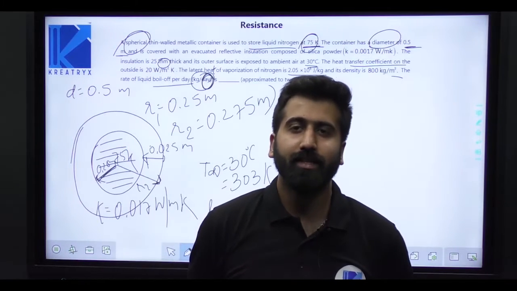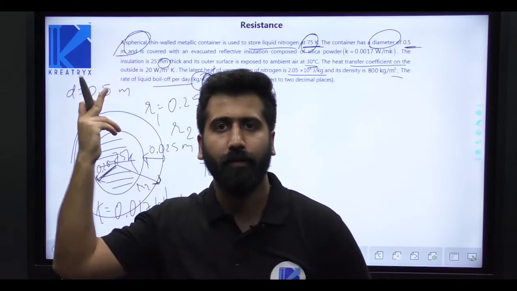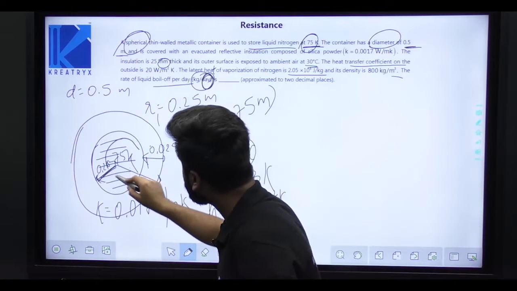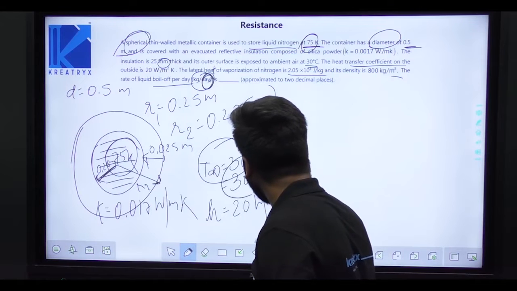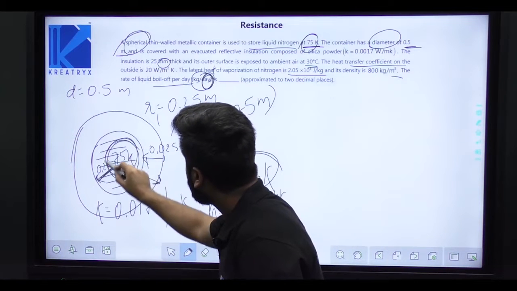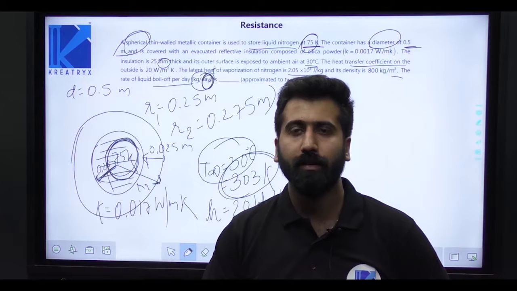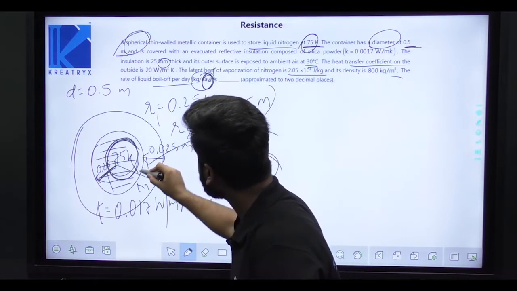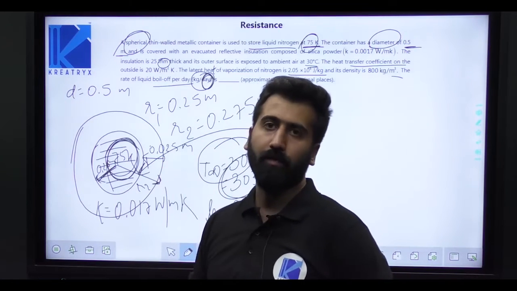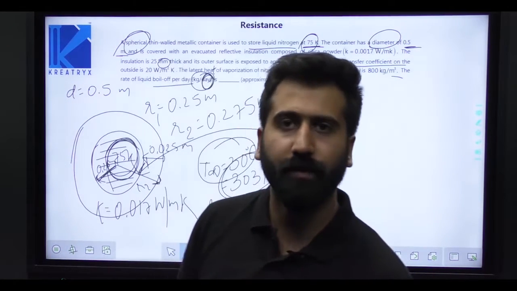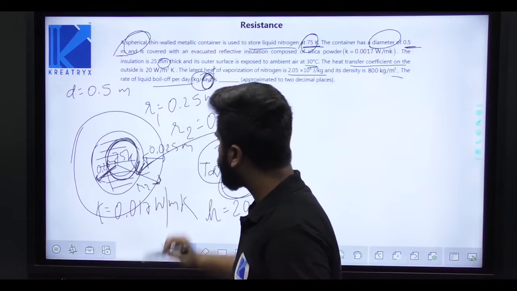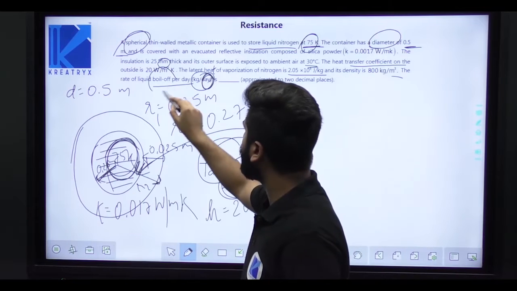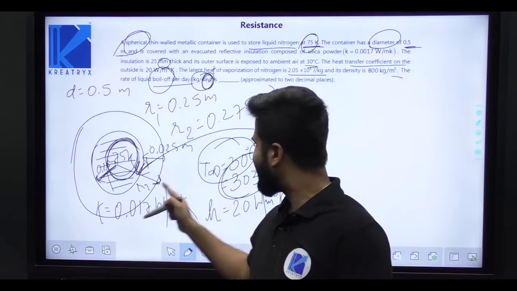First of all, let's analyze why the liquid will boil off. Here the temperature is 303 Kelvin, and here the temperature of liquid nitrogen is 75 Kelvin. So heat will go inside this spherical shell from the atmosphere to the liquid nitrogen. That is why the liquid will boil off due to this heat transfer.